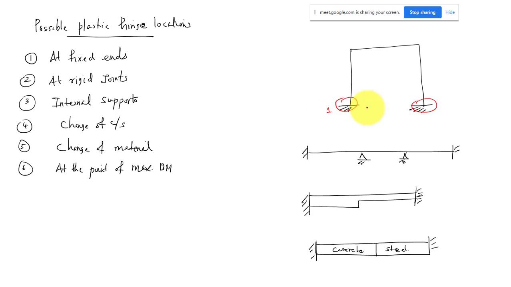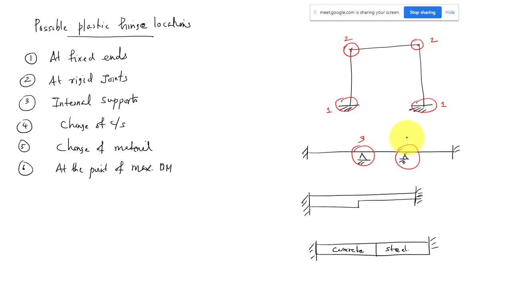Okay, so that is the first type. And the second one is at the rigid joint. So this is a rigid joint, so the plastic hinges are possible. It can form at the joint also. Okay, so this is a possible location. And the next one is internal support. Suppose you have a continuous beam, this continuous support also will have some moment, there will be a hogging moment, so that also may reach plastic.